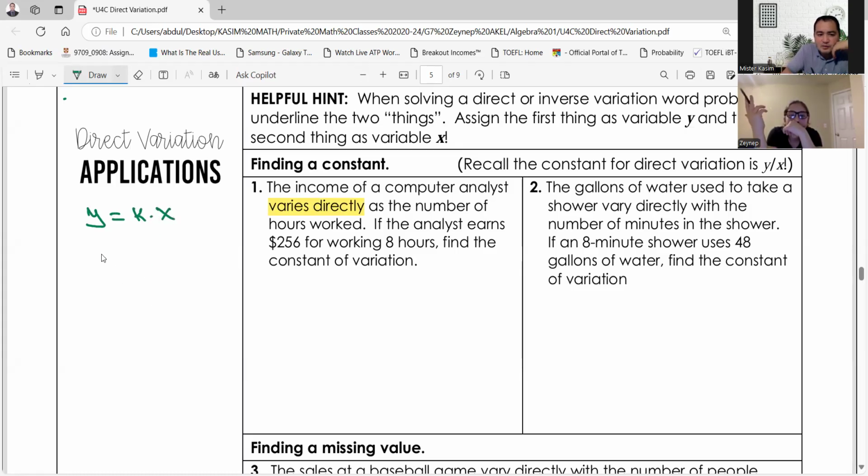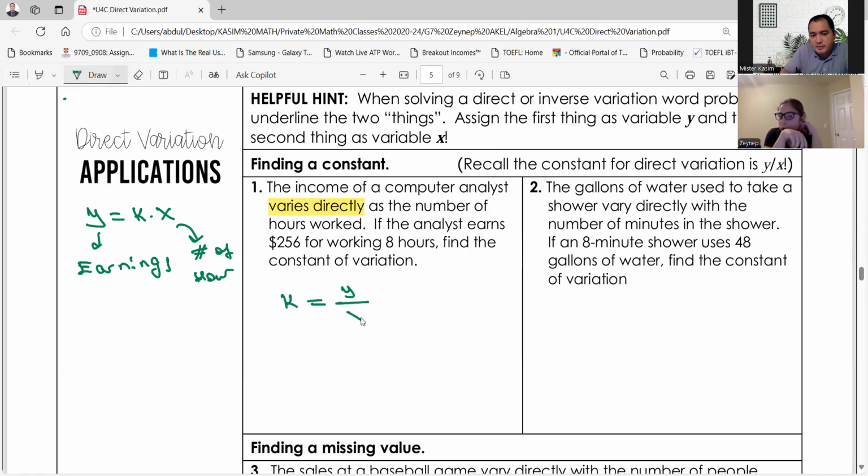What is y? Earnings, right? How about x? Number of hours, right? Now if I substitute here, what is k? k will be equal to y over x, right? So what is y?